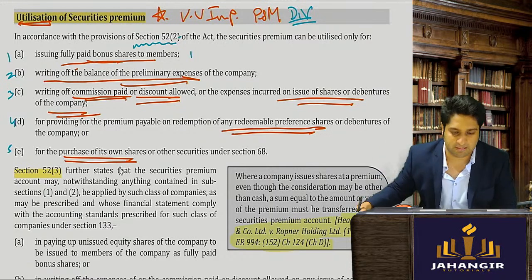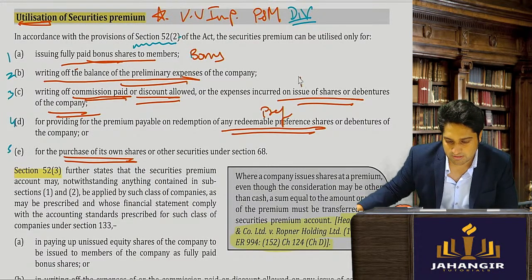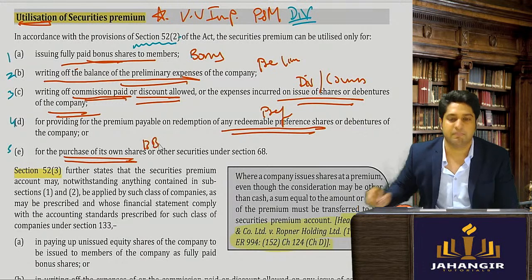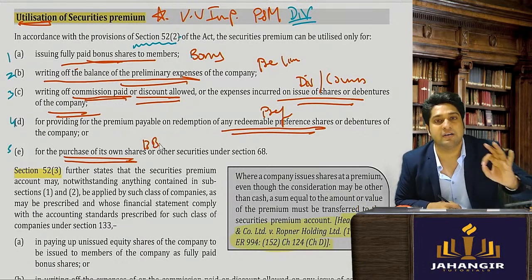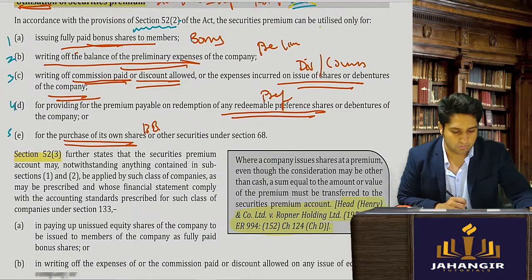Is the concept perfectly clear? So I can use it for bonus shares, I can use it for preference shares, I can use it for discounts or commission to be paid, I can use it for preliminary expenses, and I can use it for buyback. Concept perfectly clear. Dividend is nowhere written. So if in the exam they ask you, can it be done? So dividend, answer is no.